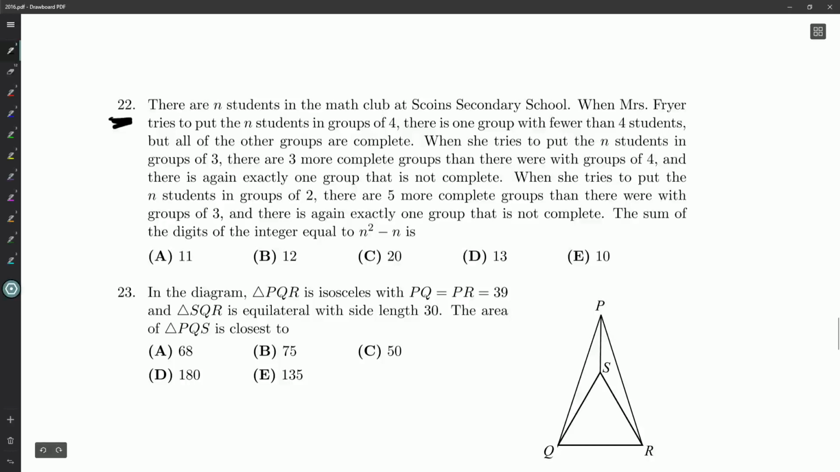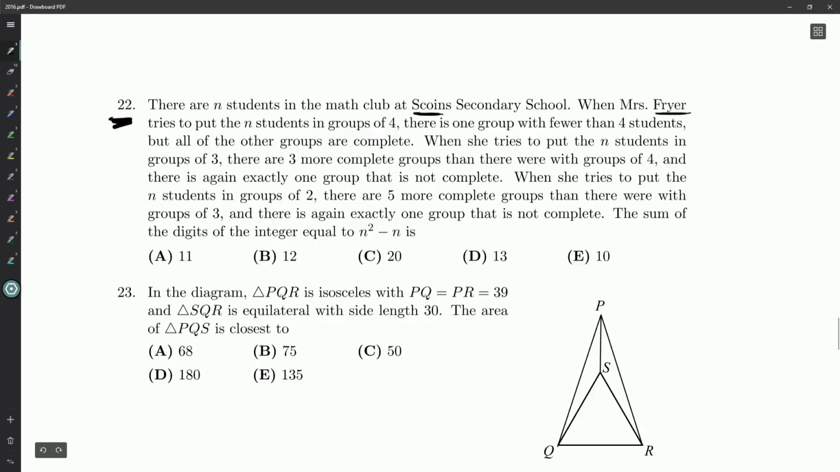There are N students in the math club at Scoynes Secondary School. This is of course named after the very well-known Ron Scoynes, who worked at Waterloo for quite a period of time. When Mrs. Fryer, Fryer is the name of a math contest at Waterloo, but also the name of Ken Fryer, who worked at Waterloo. So it's a very fun little sort of in-joke question so far.